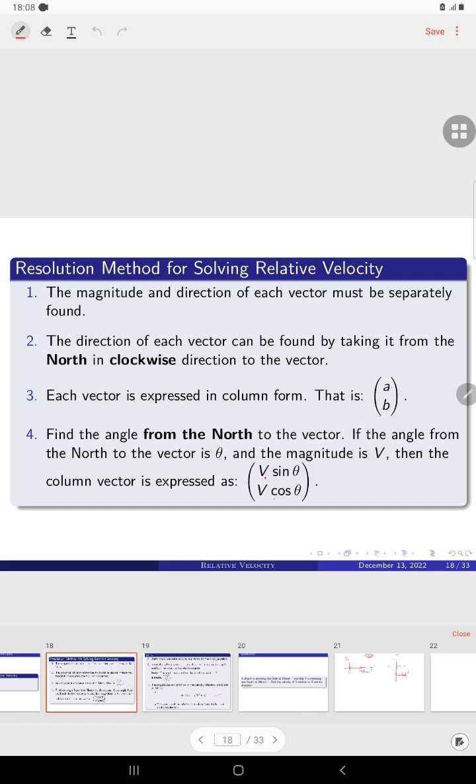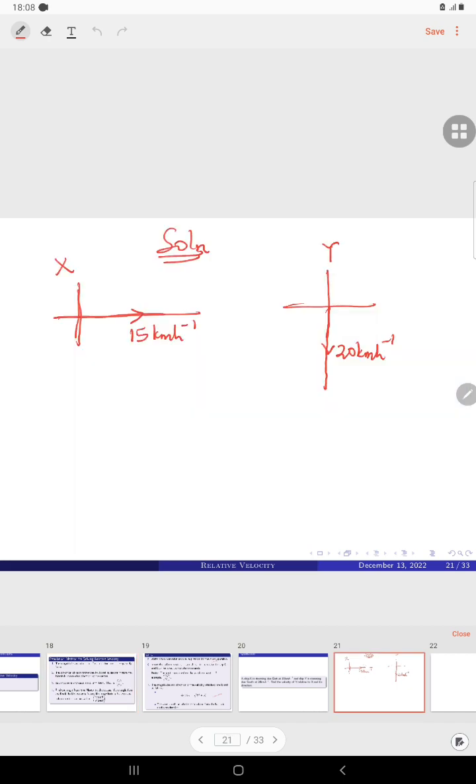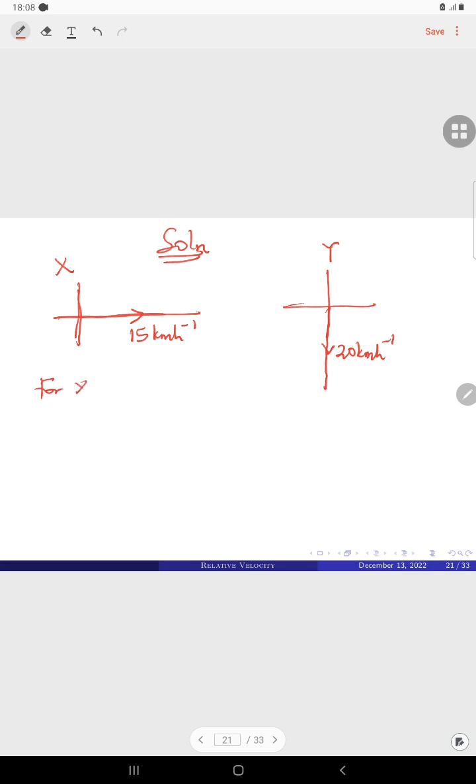The next step is that the direction of each vector is found. You find it by taking it from the north in clockwise direction. From there, you can express them as column vectors. So let me try and write them separately. For X, Vx, what is the magnitude? The magnitude is 15 kilometers per hour. The direction, you take it from the north, in clockwise direction up to the vector line. This is the vector 15. So the angle there is what? 90 degrees, right?